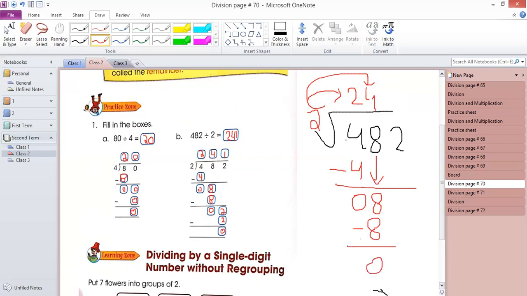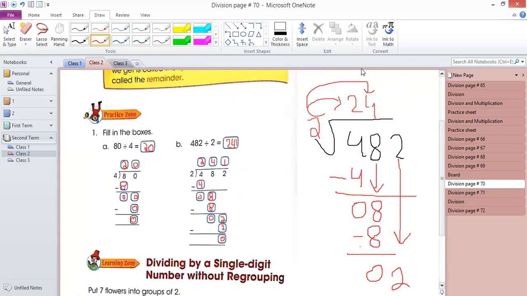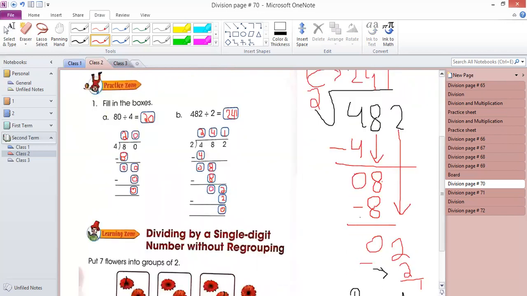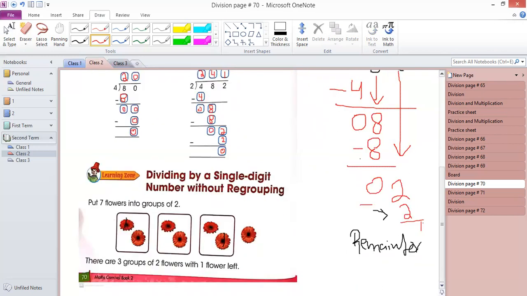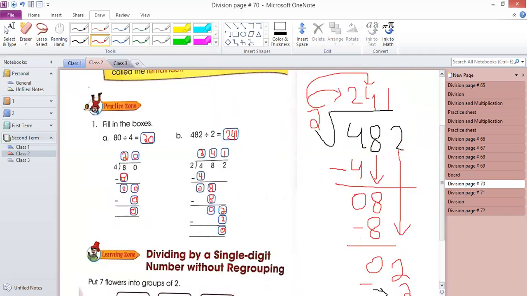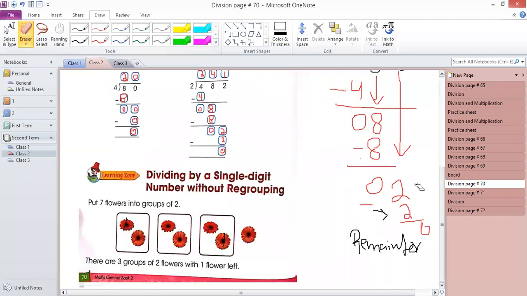Now you finish division with 4 also, with 8 also. So drop this 2 down, divide this 2 by 2. So 2 1s are 2, that's why 2 divided by 2 is 1. Then 2 minus 2 is 0. So your answer here is 241. This is how you solved question number B.